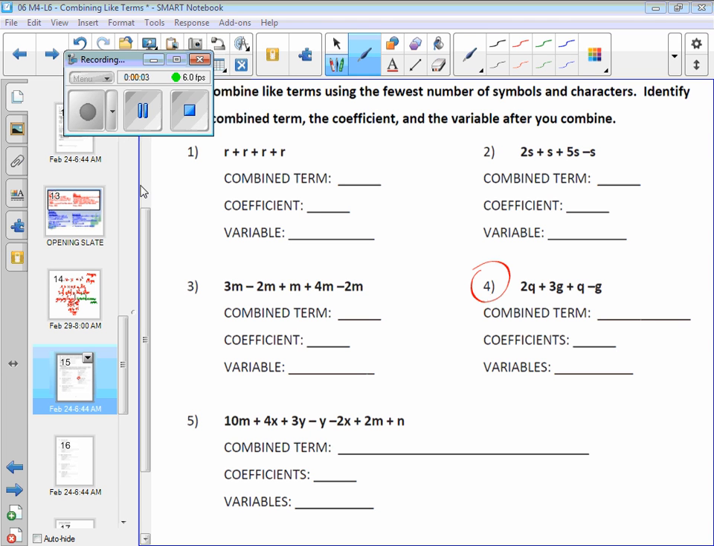Starting with number 4, what sometimes helps is to identify the different variables that you see. If you know that you see more than one variable, let's identify them first. What do you say?